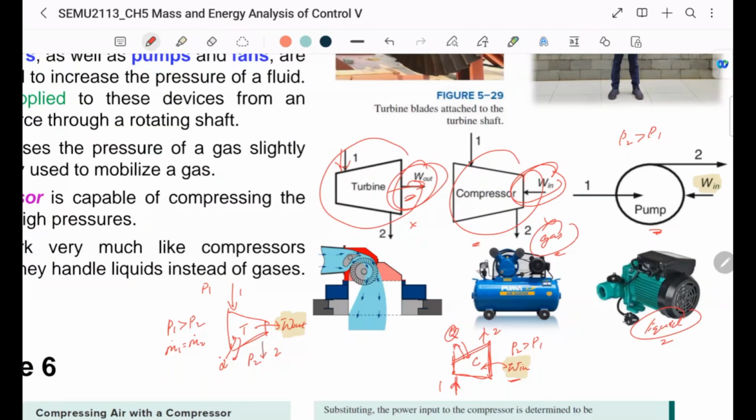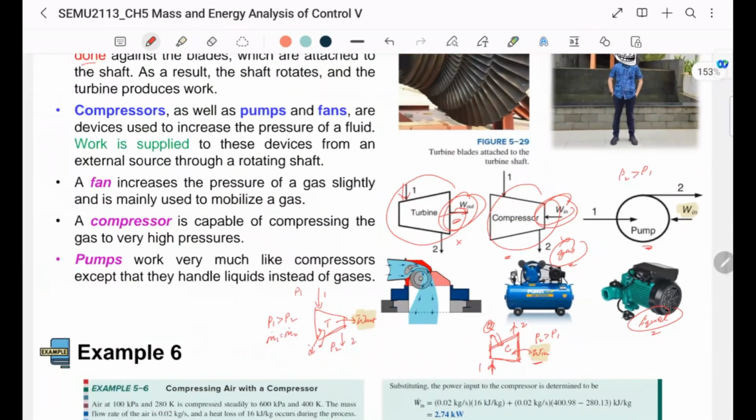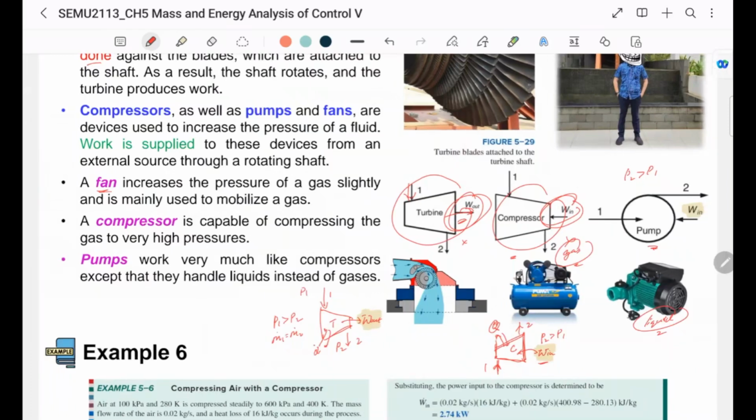Okay, and sometimes you may also hear about fan. Okay, the same fan that you have at home. Okay, so for fan, it's almost like compressor as well. You give the work, it takes the electrical work. Okay, but the purpose of fan is not to increase the pressure that much, but it's more for moving the flow. So the pressure might not be very, very high, P2 or P1, okay, but it moves the air only. Okay, so that's the difference between pump, compressor, fan, and also turbine. Okay.